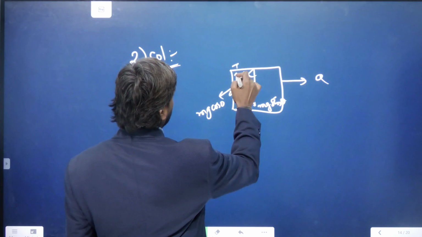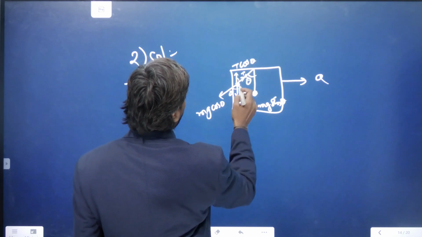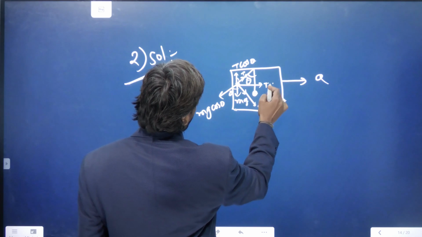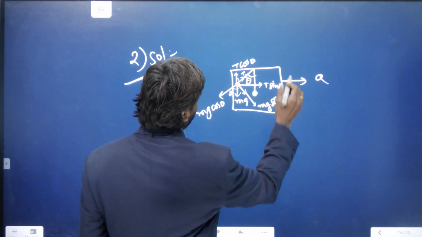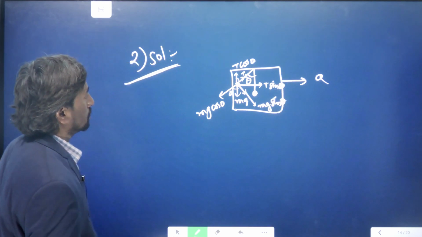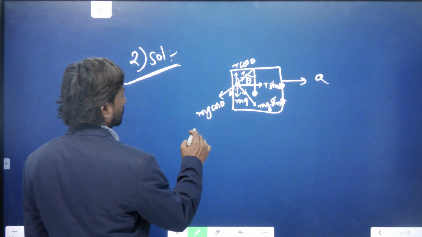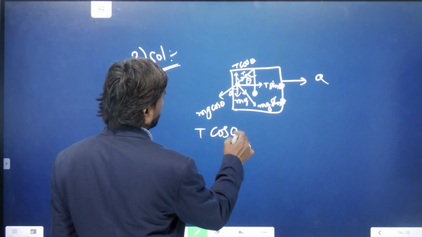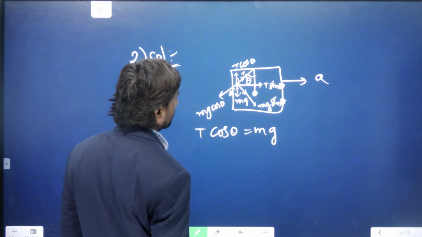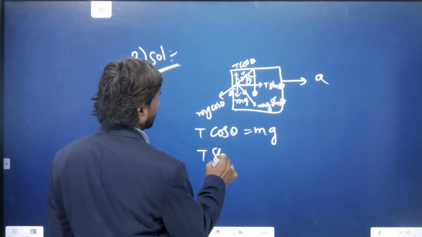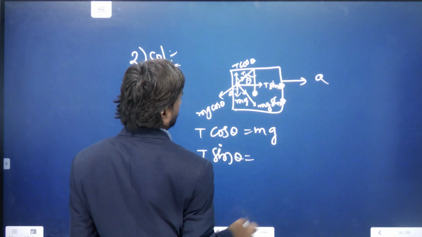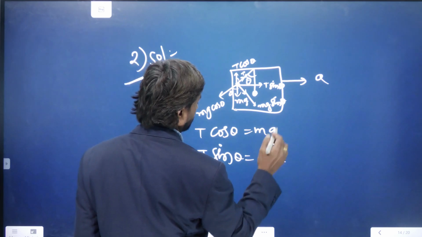So we can write T cos theta, and horizontally it is T sin theta. So in the vertical direction, T cos theta is equal to mg. And now T sin theta is nothing but, the block has a mass m and is moving, so m into a.